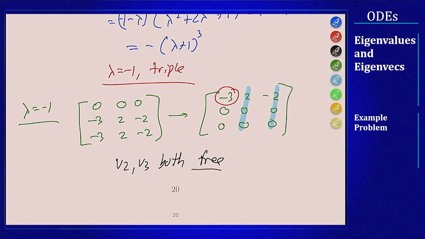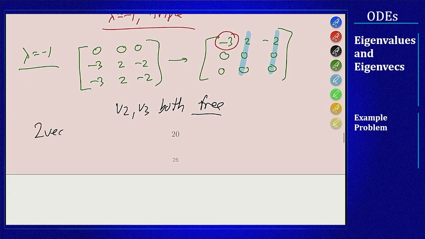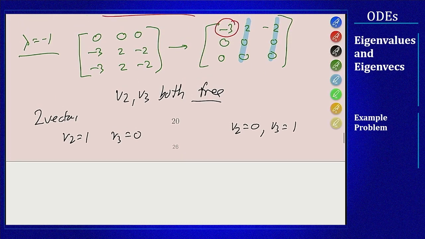How do we make this work? Our two vectors will come from v2 is 1 and v3 is 0, and v2 is 0, v3 is 1. It's kind of like your standard basis for R2, 1, 0, and 0, 1. We're going to use that to give us two definite linearly independent eigenvectors that'll both solve this problem. So our key equation here is that -3v1 plus 2v2 minus 2v3 must be 0.